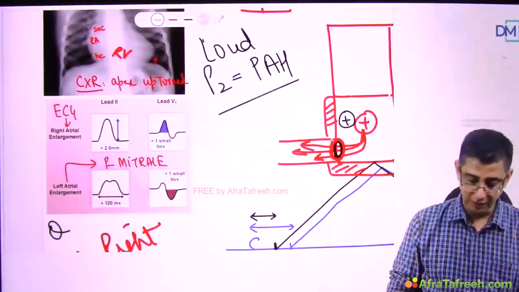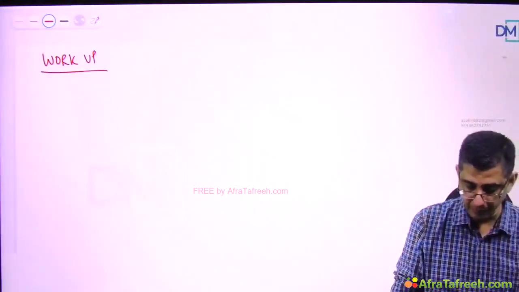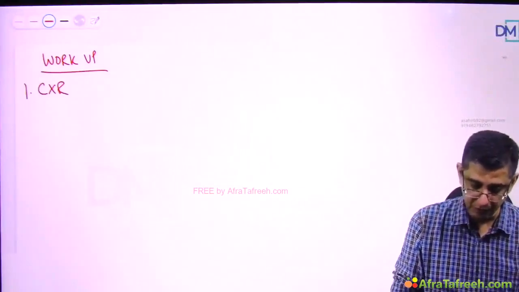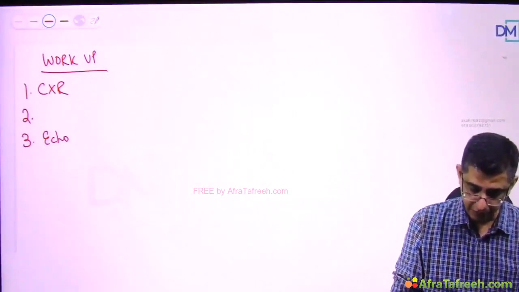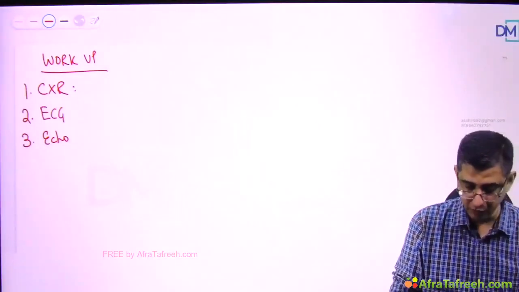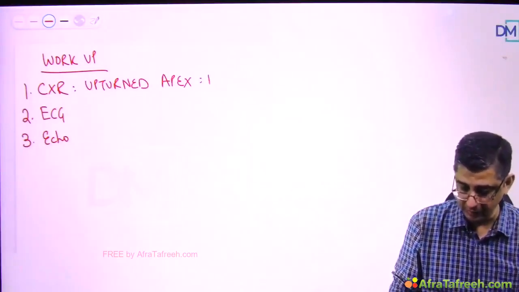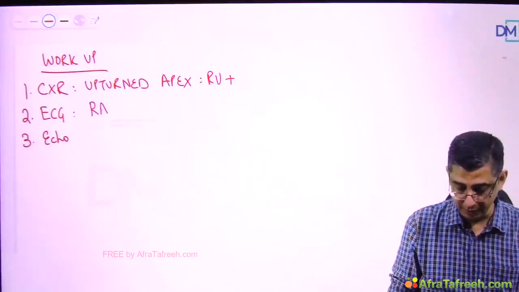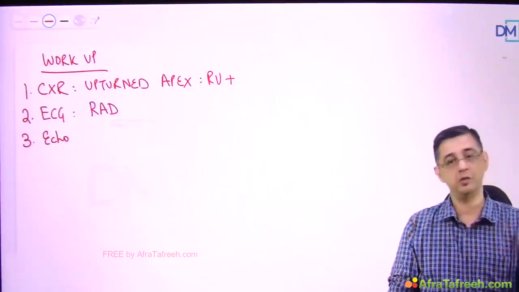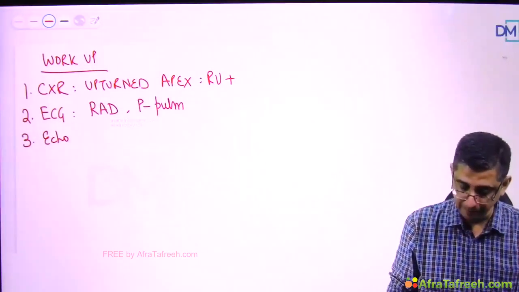For management of this condition, I'll just write down the theory so that we can remember it here. Workup of the patient: the X-ray findings and the ECG findings of this patient, and echocardiography is the investigation of choice. The X-ray shows an upturned apex of the heart due to right ventricular enlargement. The ECG of this patient shows right axis deviation. Anytime the right side of the heart is big, right axis deviation and presence of a P pulmonale.